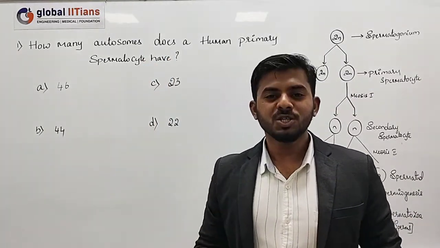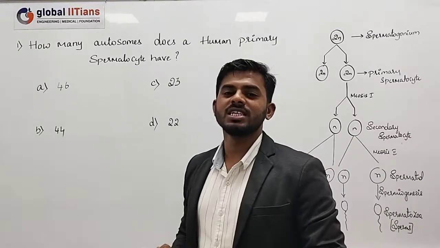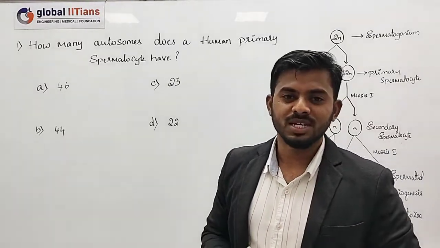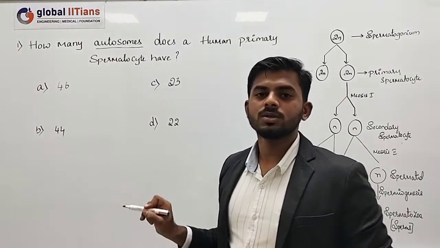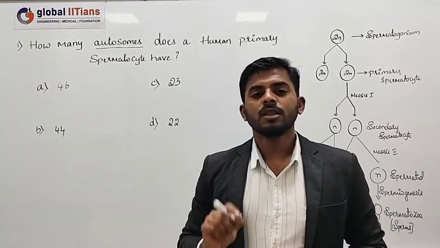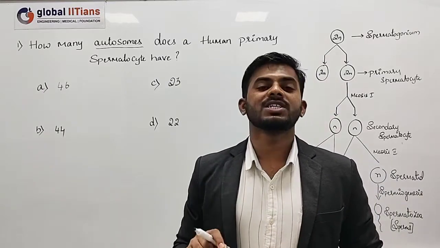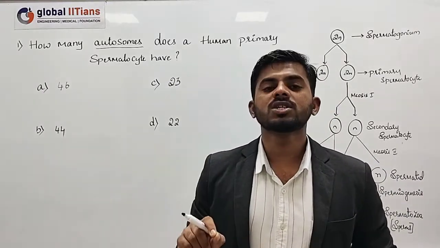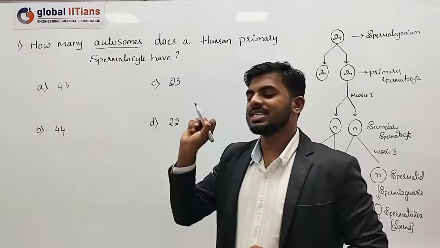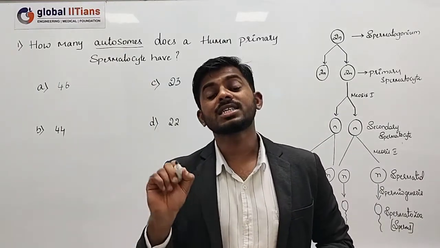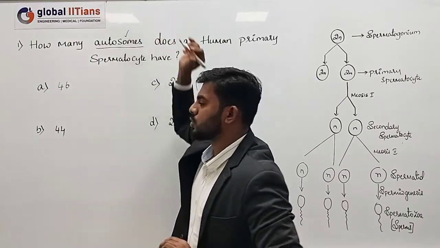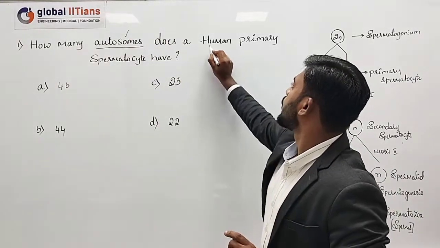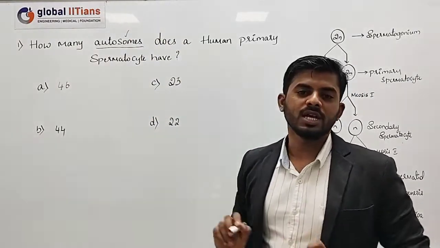The question appears to be easy. It looks easy, but here we make silly mistakes. So first of all, we have to know what autosomes are. Guys, remember the chromosomes, we broadly classify them into two categories. One is called autosomes, whereas the other one is called sex chromosomes. Okay, so now we know what autosomes actually are.